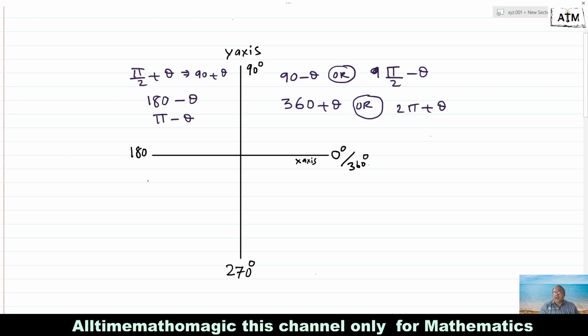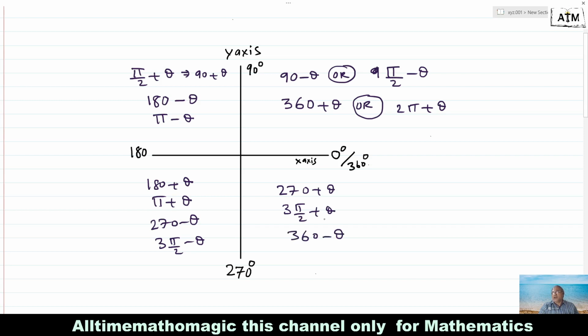In the third quadrant, we can write 180 plus theta, or we can write 270 minus theta, or we can write 3 pi by 2 minus theta. Now in the fourth quadrant, we can write 270 plus theta, or we can write 3 pi by 2 plus theta, or we can write 360 minus theta. Like this, the different allied angles can be written in the fourth quadrant.